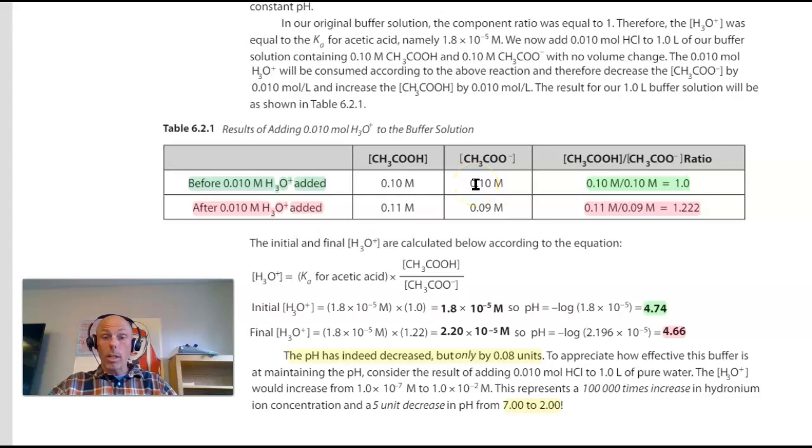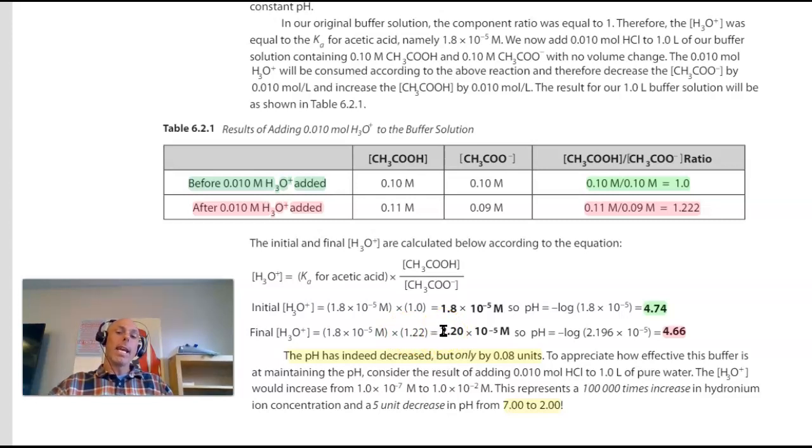So the conjugate base goes down by 0.01, the conjugate acid goes up by 0.01. The ratio now of weak acid to conjugate base is no longer 1 to 1, but rather 0.11 to 0.09, or 1.22. If we plug that into the expression that we know to exist, hydronium equals Ka times acid over base, hydronium equals the Ka of acetic acid, 1.8 times 10 to the minus 5, times acid over base, 1.22, equaling 2.2 times 10 to the minus 5 molar.